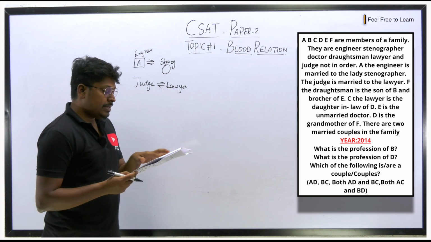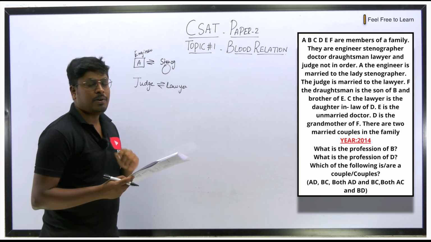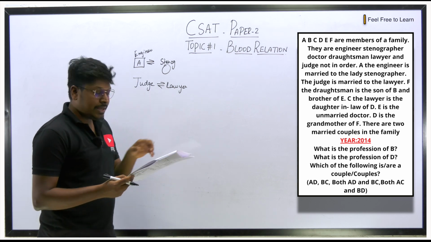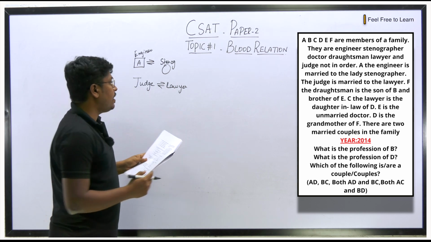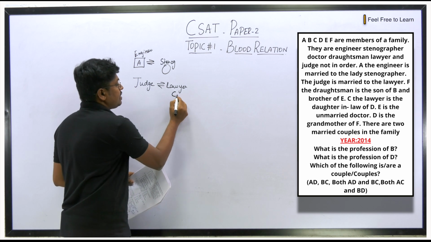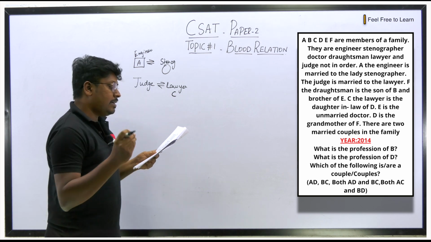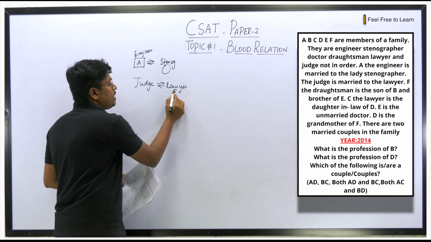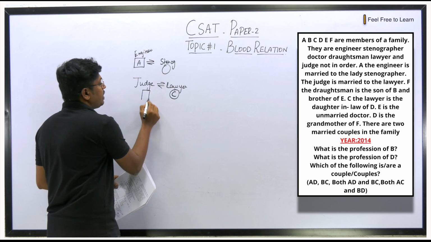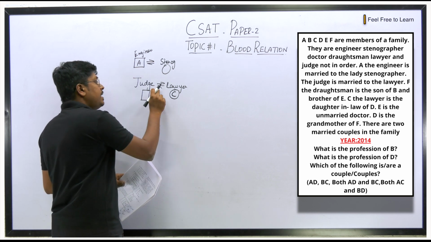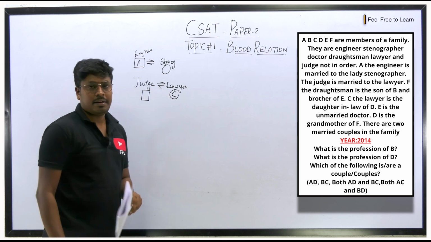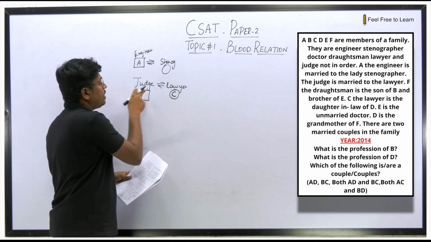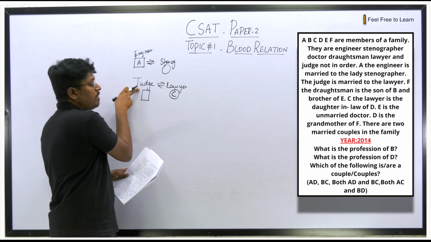Okay, next point, C is a lawyer and is daughter-in-law of D. We already know that the lawyer is married to a judge. So now what they are saying is the person C is the lawyer, right? So we can fix C is a lawyer and is daughter-in-law of D. So D's daughter-in-law is C. If C is a daughter-in-law, then judge will be a male person. So the person D is calling C a daughter-in-law. Understood? And remember one thing, if D is calling C a daughter-in-law, then D's son will be the judge.